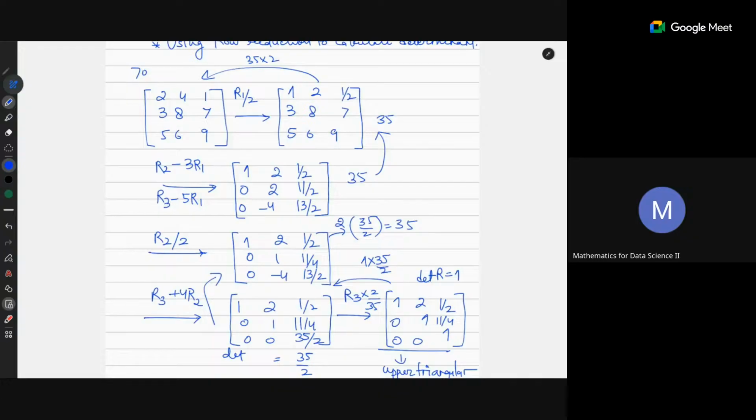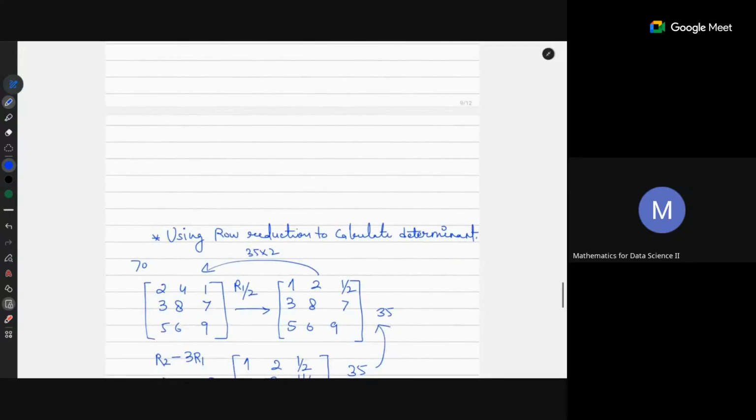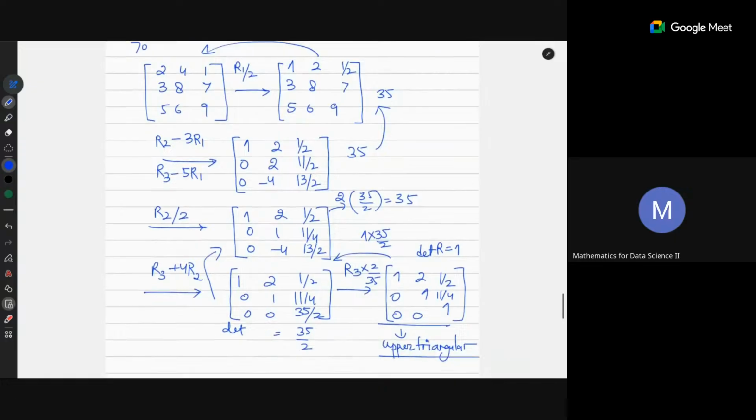Okay. So you need to trace back your determinant. And if you are interchanging rows, you need to multiply by -1 to that determinant. That is how we calculate the determinant of a matrix using the row reduced echelon form.